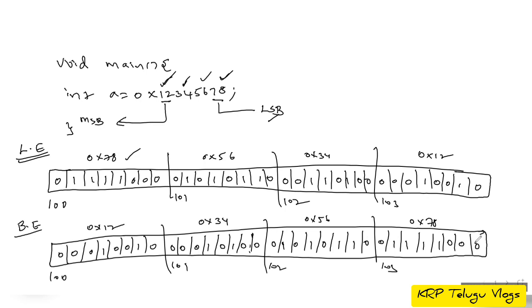So in Little Endian machine, the least significant byte will be stored in the first memory location. In Big Endian machine, the most significant byte, MSB, will be stored in the first memory location. Is that clear? Understood? Yes, sir.